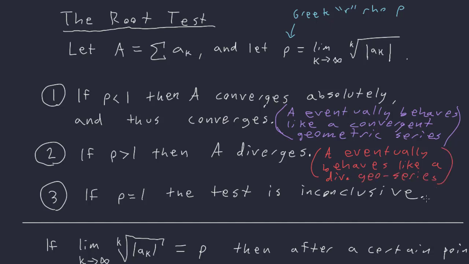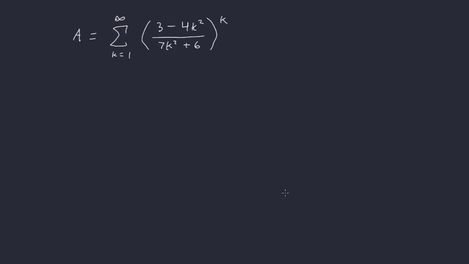Okay, and then once again, if rho is equal to 1, then the test is inconclusive. Okay, so let's look at some examples of where the root test is helpful, and we'll just go from there.